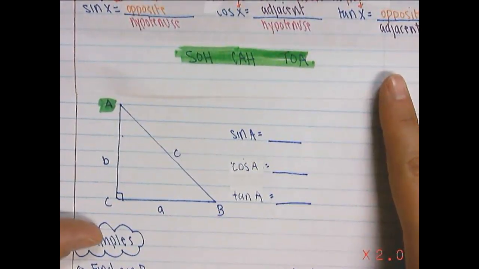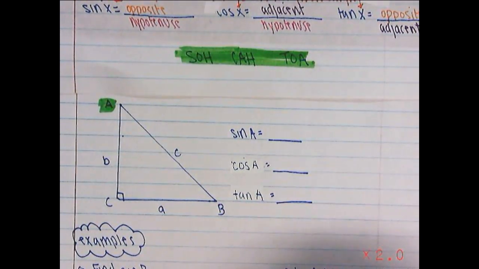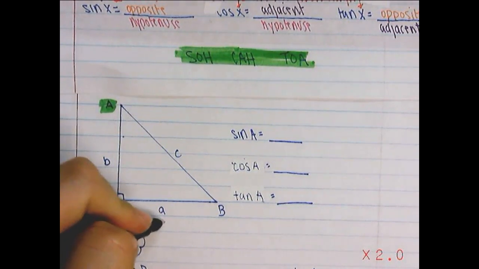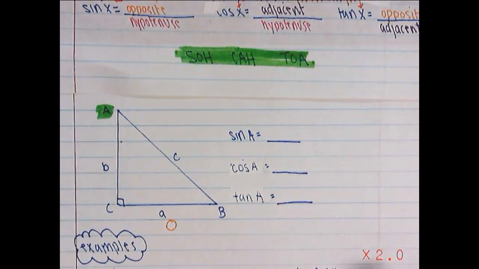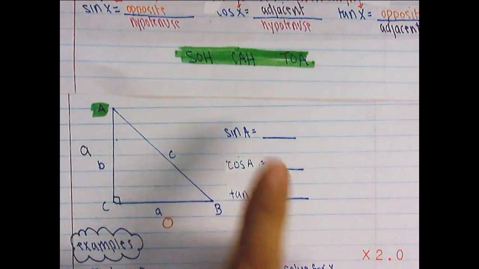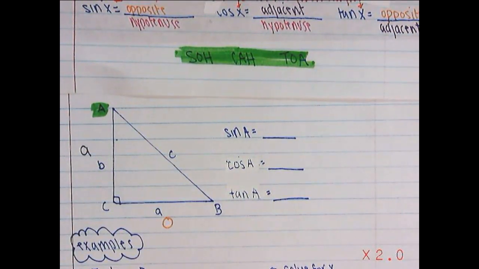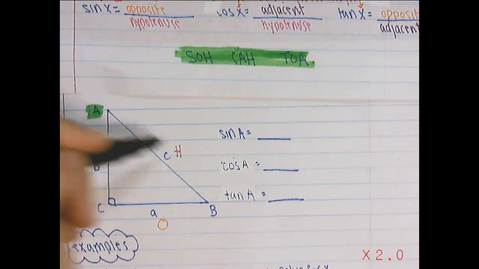So my given angle here for this one is A. I want to go ahead and find my opposite. Over here, I'm going to label this orange opposite. My adjacent to A is going to be this side right here. My hypotenuse, per usual, is always across from my 90-degree angle, so H.